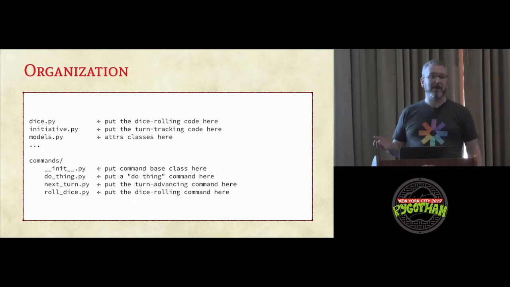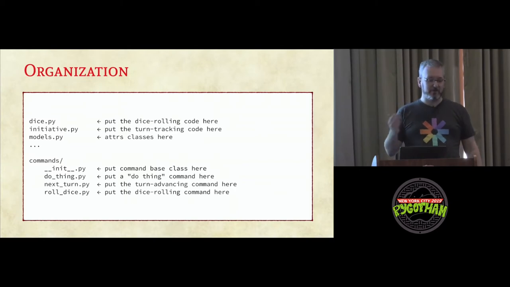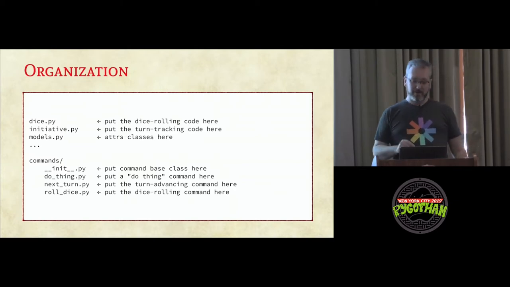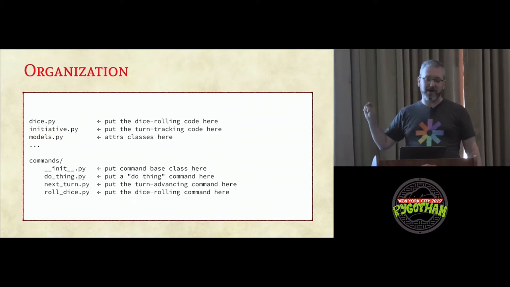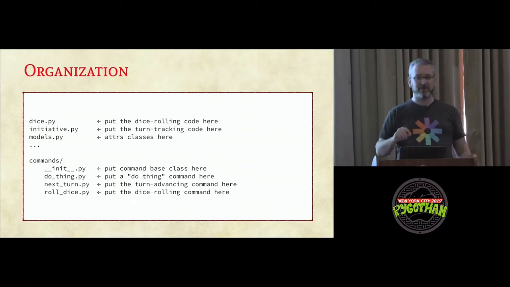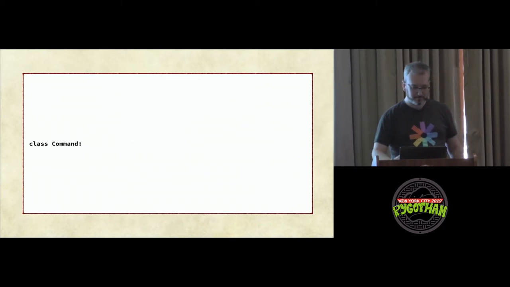While we're here, it's a good time to think about moving some code around so it all isn't in that giant pile. We might pull out the dice rolling and the turn tracking code, but what really matters for this next section is that we want to put each of our commands into a separate file within a commands directory that has an __init__.py so that we can import things out of it. So let's make a command class and put it in that __init__.py.